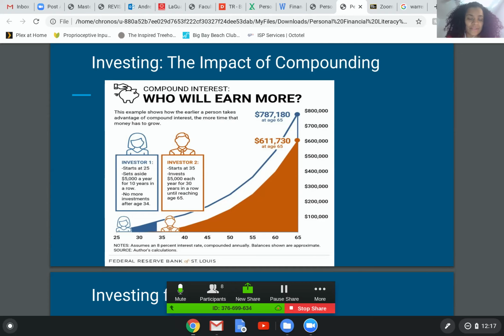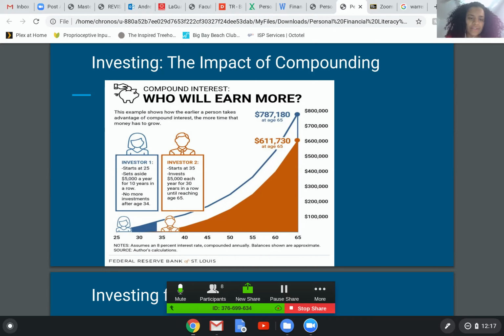This person stops investing at age 34. They don't even continue, right? So they only invest for 9 years. The second investor starts at 35 and invests the same 5,000 each year for 30 years until age 65. We're assuming an 8% return, and this is a reasonable assumption, because studies have shown historically that the stock market returns about 8% over time. And it's compounded because you're leaving your money in the investment. You're not cashing out every other day or every other month. You're just leaving the money to grow.